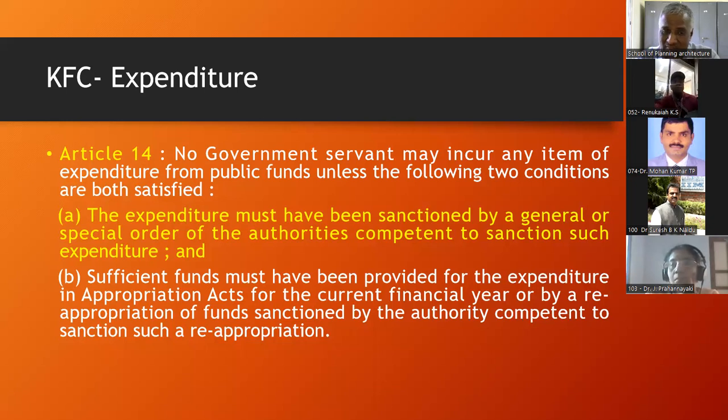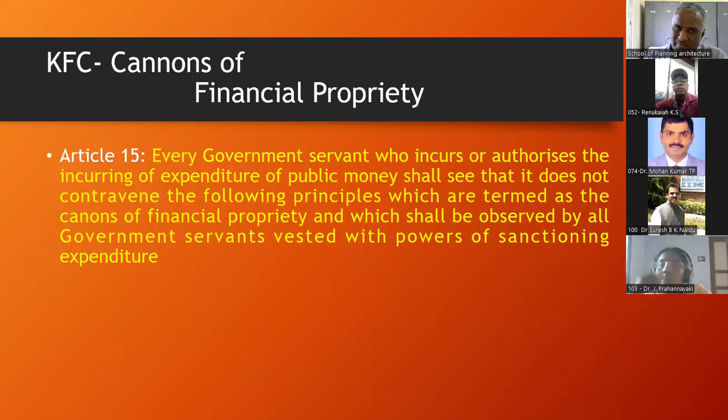Second one is sufficient funds must have been provided for the expenditure in the budget. Without appropriation in the budget, you cannot spend the money. These are the two requirements. One is you can spend the money with the approval of the sanctioning authority. Second is sufficient funds should be there in the budget or by reappropriation. Reappropriation means suppose in some head money is not utilized, you can reappropriate it into some other head and spend the money.